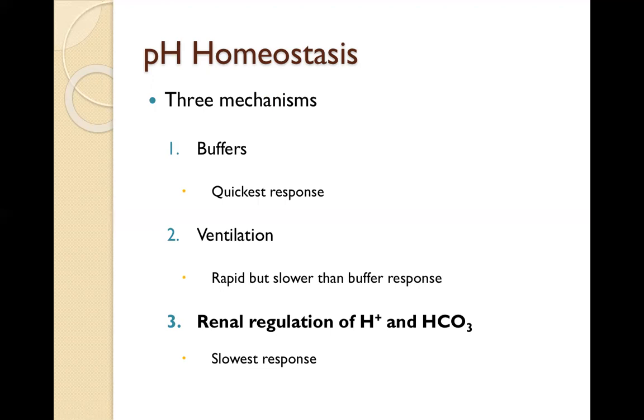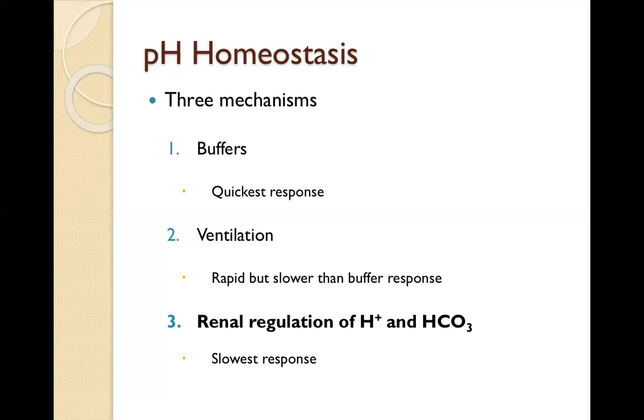The second way that we can maintain pH homeostasis is through ventilation. If you think about it, breathing faster means that you're getting rid of more carbon dioxide, which is the most common source of acid in our body. If you breathe slower, you're keeping more carbon dioxide, which will produce more acid. So changing the ventilation rate can help maintain pH homeostasis. The third way is through a renal regulation of pH.